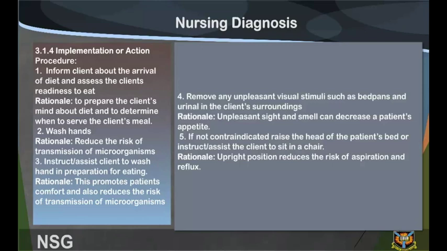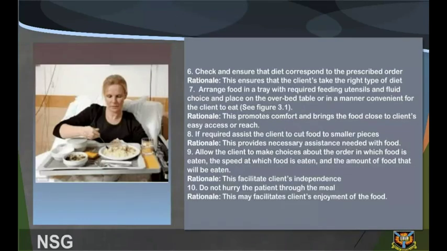5. If not contraindicated, raise the head of the patient's bed or instruct and assist the client to sit in a chair. Upright position reduces the risk of aspiration and reflux. 6. Check and ensure that the diets correspond to the prescribed order. Rationale. This ensures that the clients take the right type of diet.